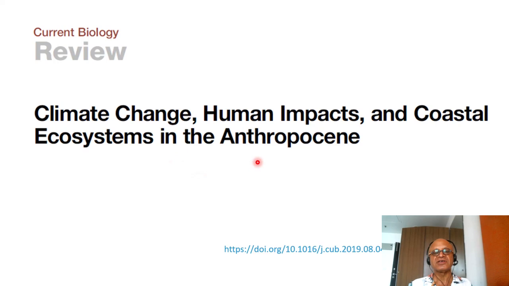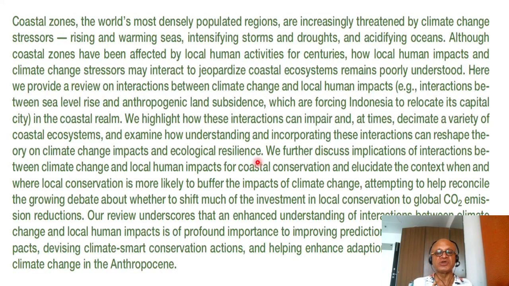Climate change, human impacts, and coastal ecosystems in the Anthropocene. As you already know, Anthropocene is essentially the beginning of the Industrial Revolution. There is a geological definition being put behind it by looking at geologic records that are left behind from the beginning of this, because every time you name a geologic time scale, you have to show that it is geologically recorded. So there are lakes and so on where human impacts are being found as long-lasting geologic evidences.